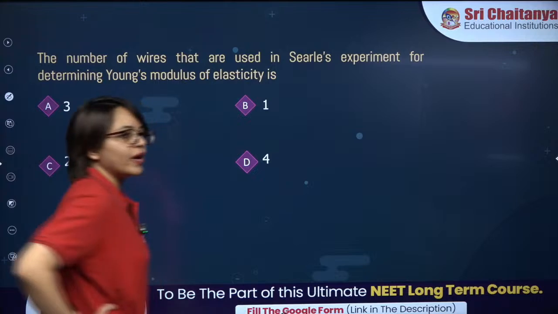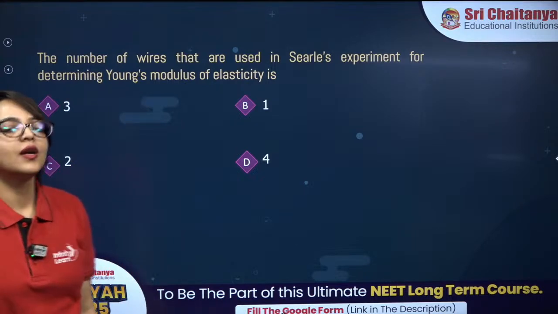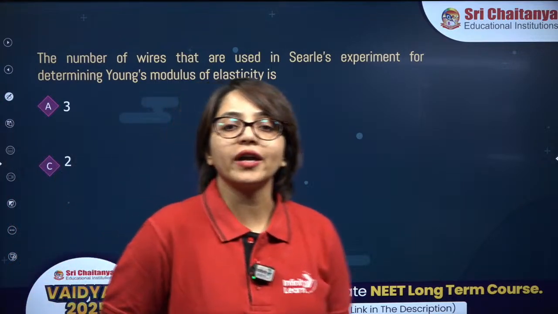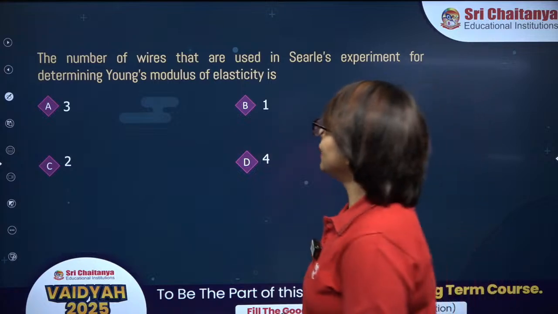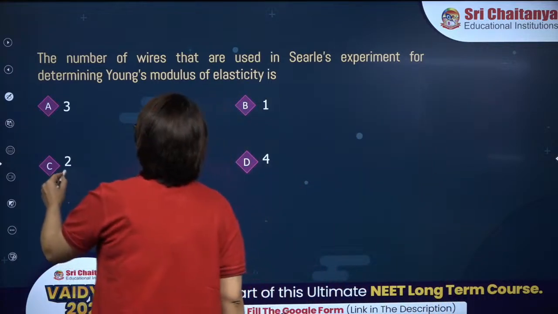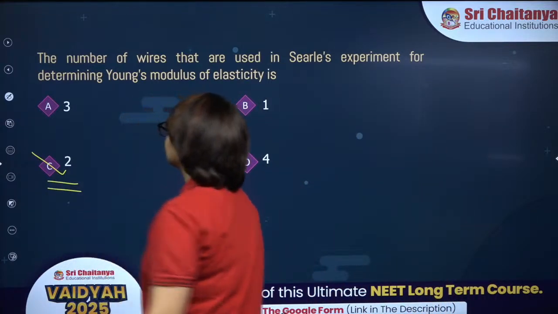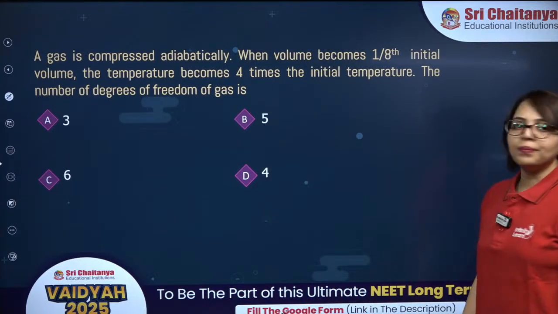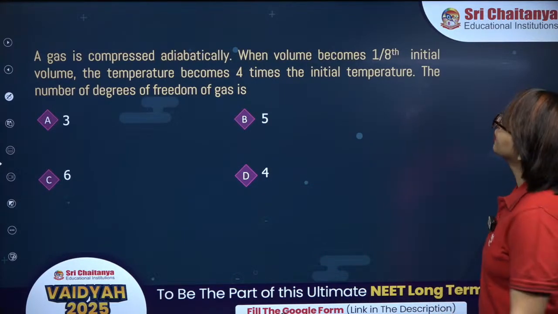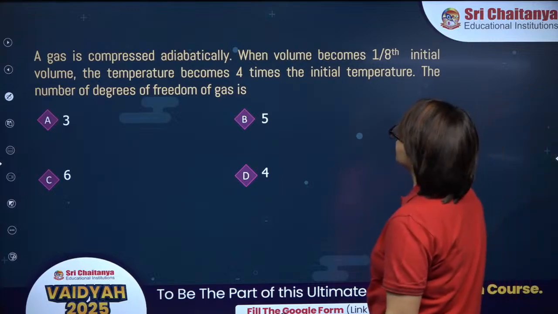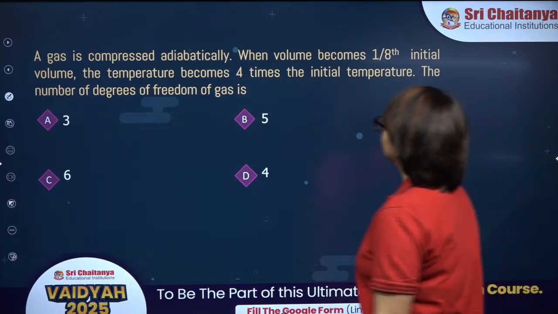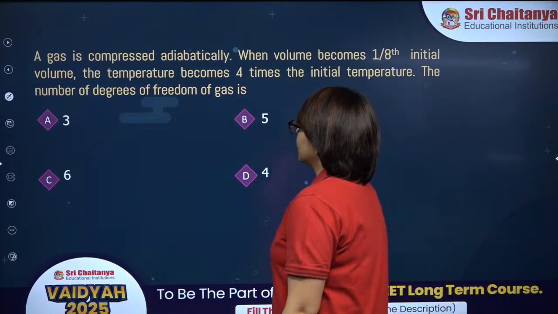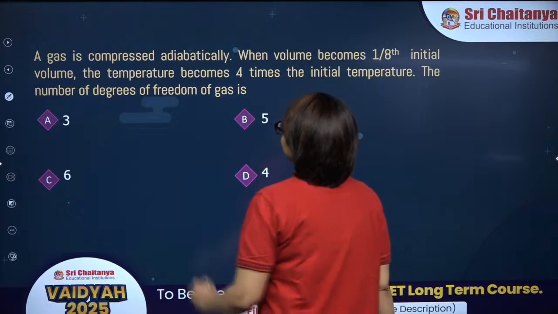One is the reference wire, and the second wire is the wire of which we are determining Young's modulus of elasticity. So the correct answer is option C. Next: a gas is compressed adiabatically, when volume becomes 1 by 8 of the initial volume, the temperature becomes 4 times the initial temperature. Then what is the degree of freedom of the gas?